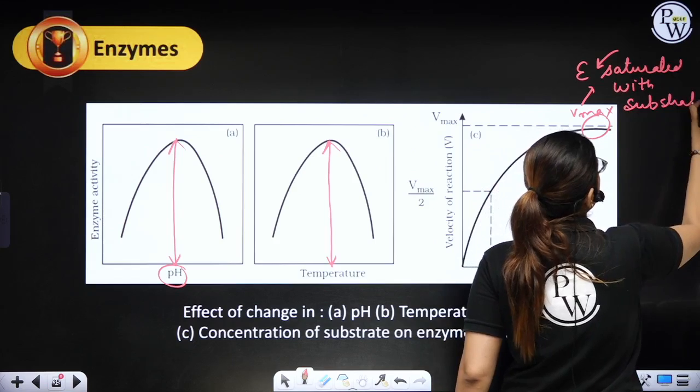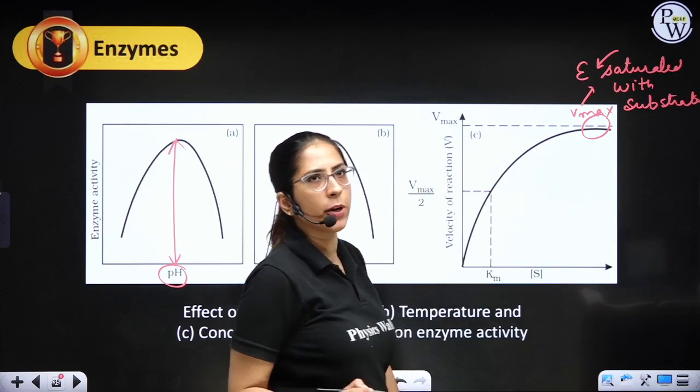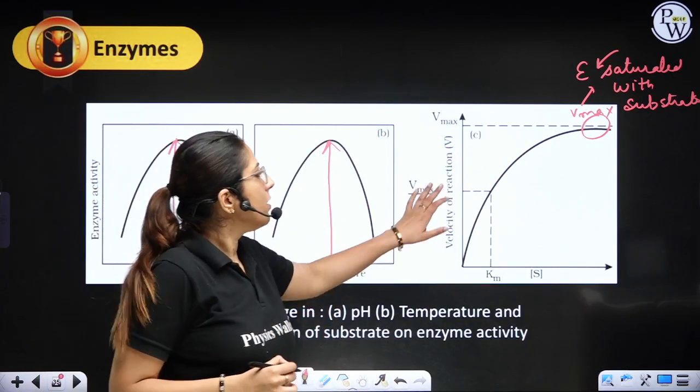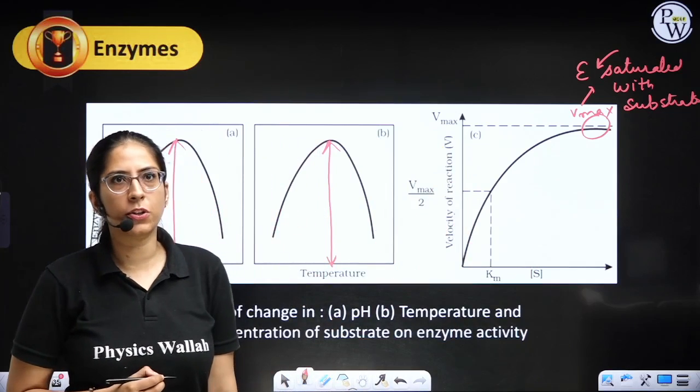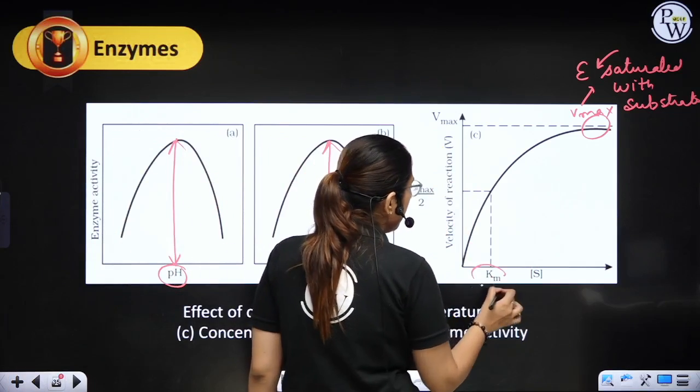They are saturated with substrate. Clear? Are you getting this point? They are saturated with substrate. Now we have to understand another terminology, and what is that? That is the Km and the Vmax.